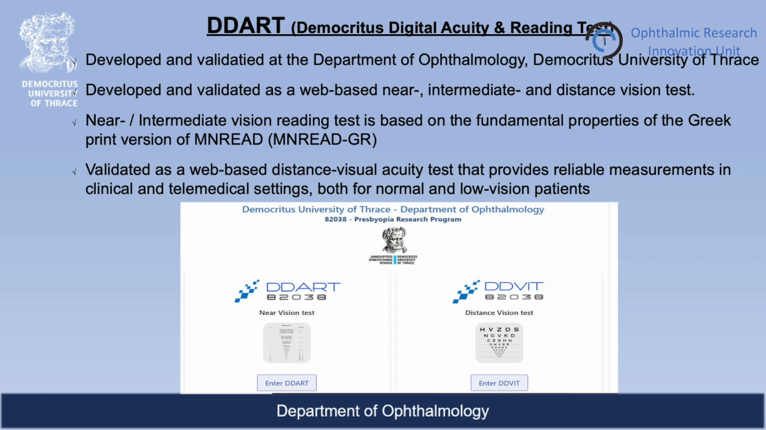DART is a web-based digital reading test for near and intermediate vision that was developed and validated at the Department of Ophthalmology of the Democritus University of Thrace. It has been developed and validated as a digital near vision reading test based on the fundamental properties of the Greek print version of MN-Read.